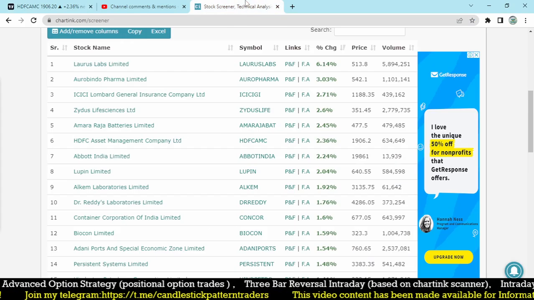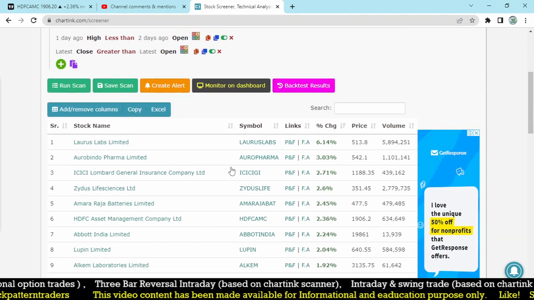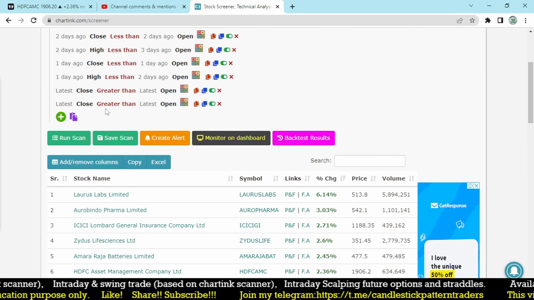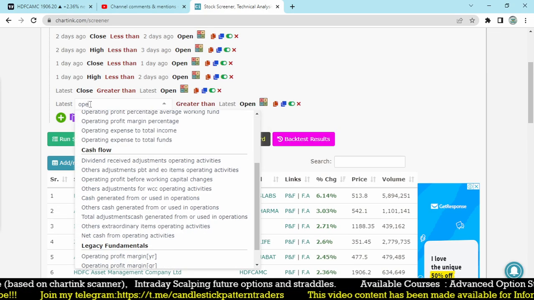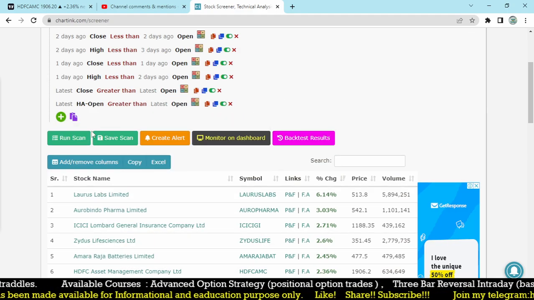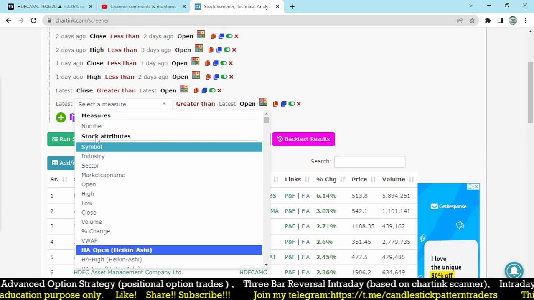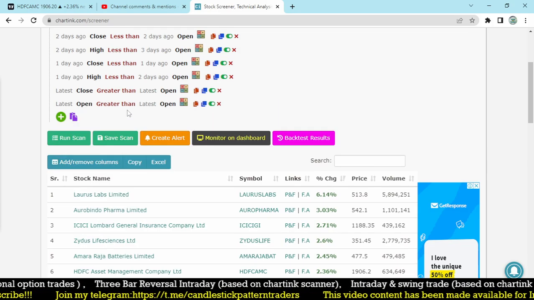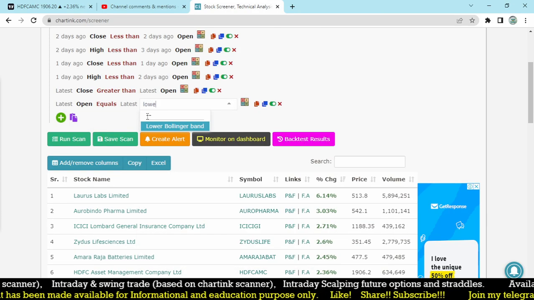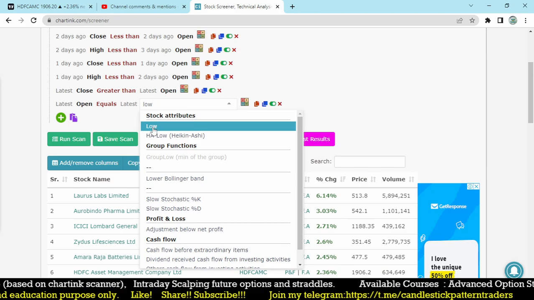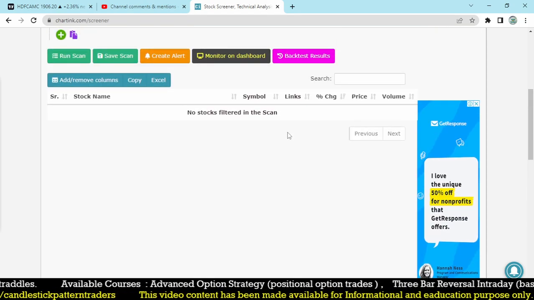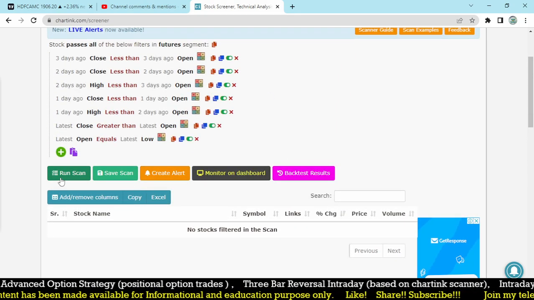We got a lot of stocks for this trade, and let me try to find something good. The latest open: if any stock forms latest open equal to low, an open-low today after 3 consecutive lower days, there are no stocks. Okay, everything was going down. So let me save the scan first.